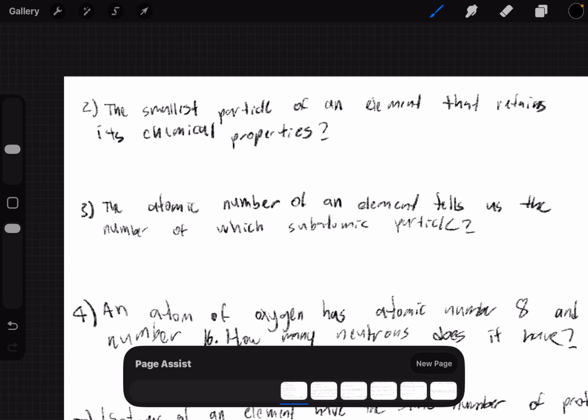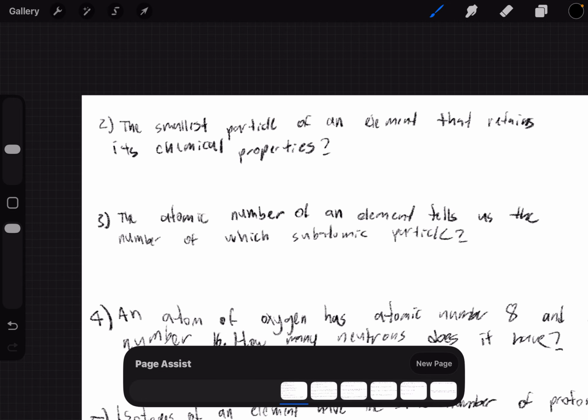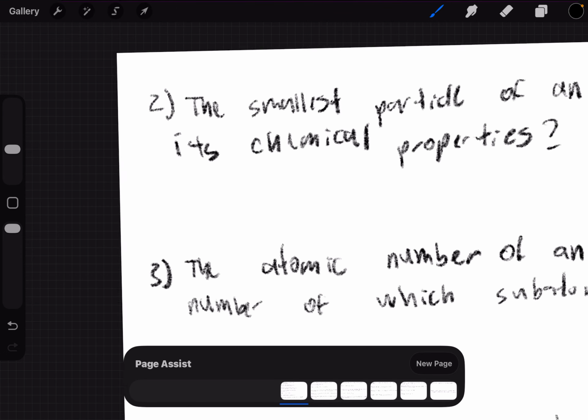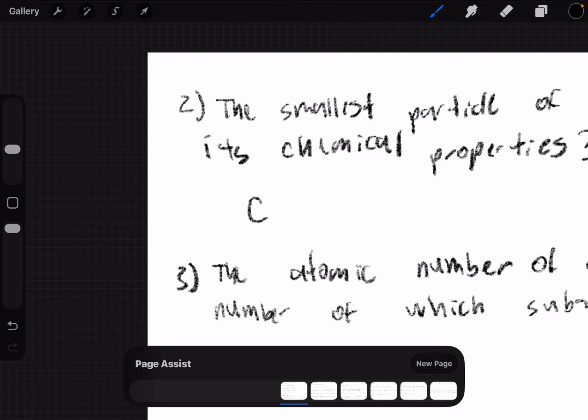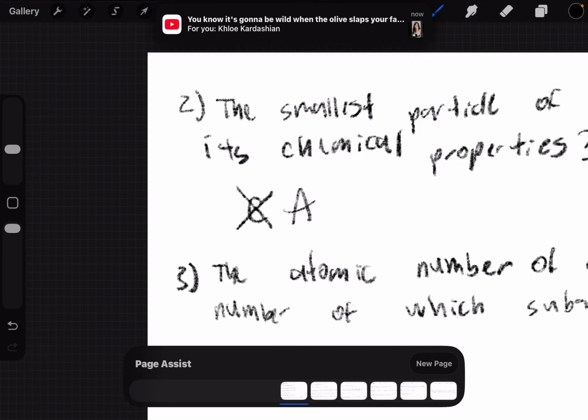So, the first question says, the smallest particle of an element that retains its chemical properties. For this, I chose C, which is electrons, but it's actually wrong. And the real answer is A, which is atom.